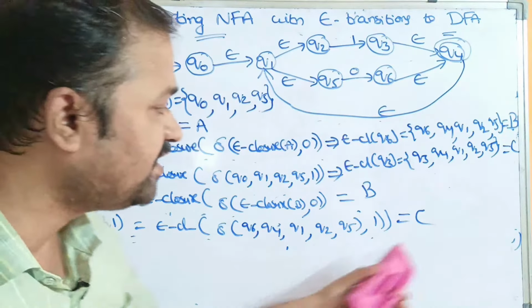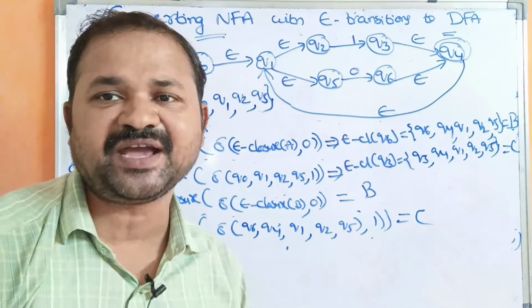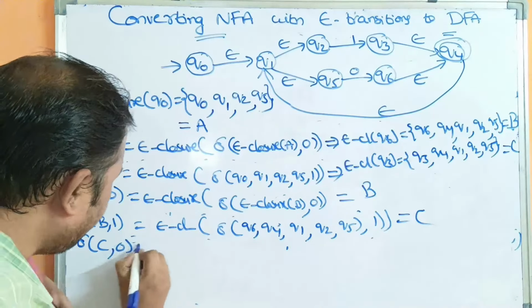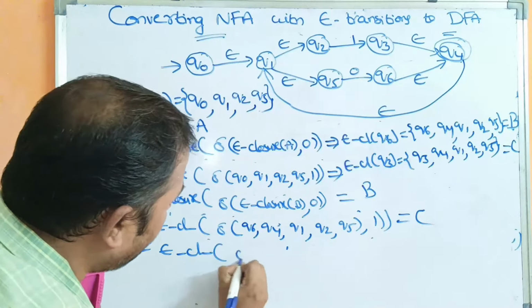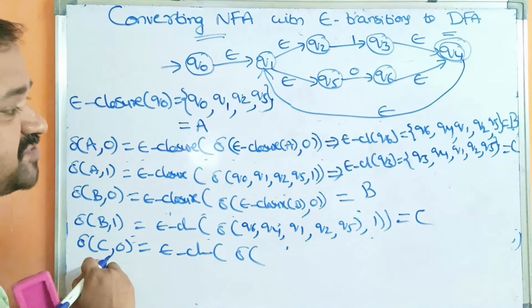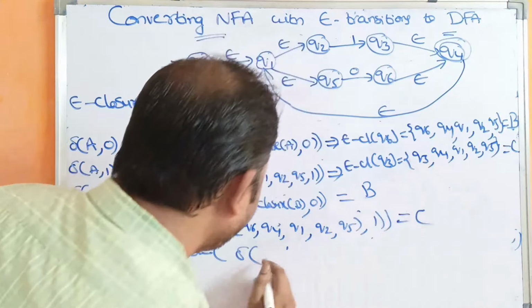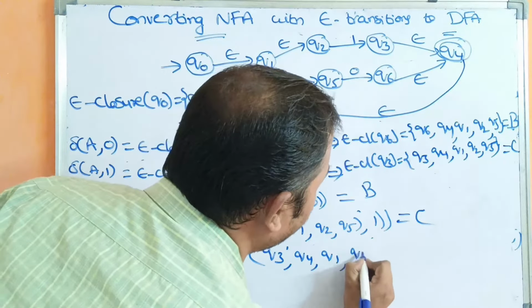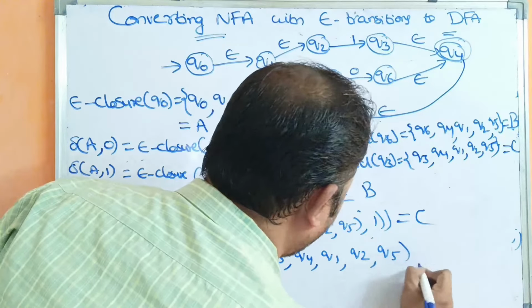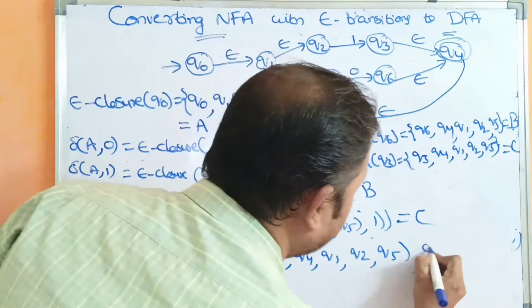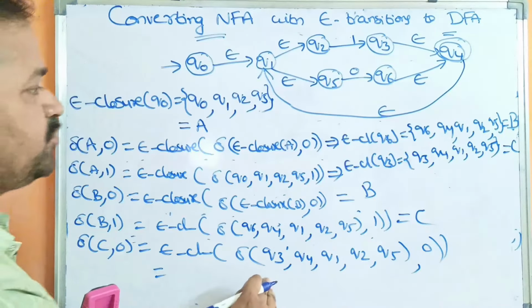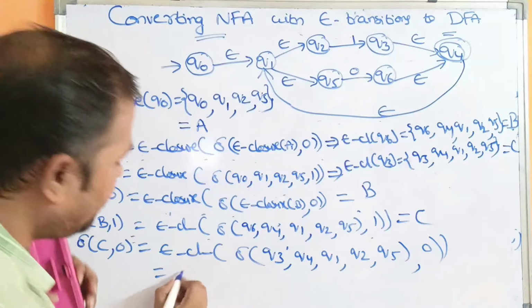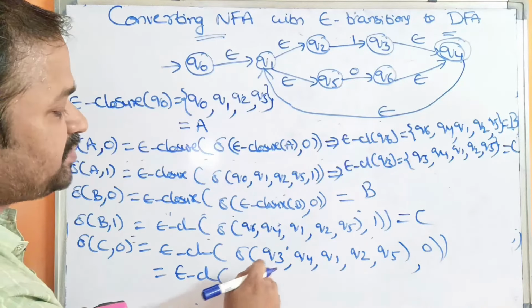So B of 0 is calculated, B of 1 is calculated. Now we have to calculate C of 0 and C of 1. So delta of C comma 0 is equal to epsilon closure of delta of epsilon closure of C. What is epsilon closure of C? It is already calculated. Q3 comma Q4 comma Q1 comma Q2 comma Q5, here the input symbol is 0. So epsilon closure of delta of Q3 comma 0.